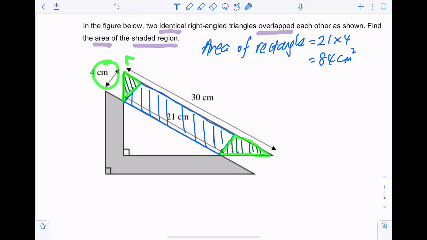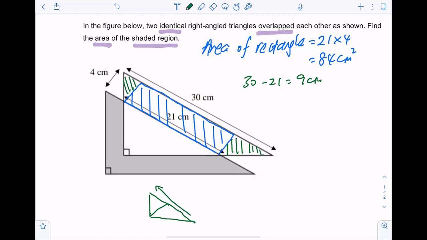So we just need to find this base here and this base over here, which can be found easily as taking 30 minus 21. That will give you a combined base. The combined base for this and this will be 9 centimeter. So to find the areas of these two triangles, okay, imagine if you combine them together, right? They will look something like this. Okay, let's combine the two green triangles. Okay, so they will look something like this.